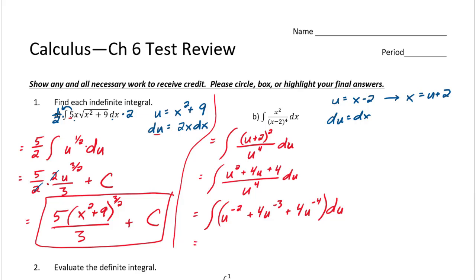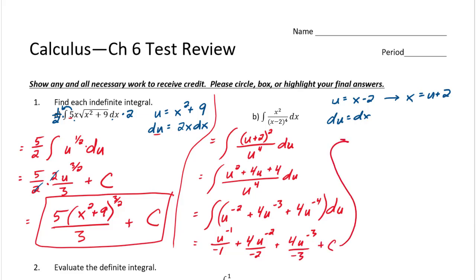So each of these, now I'm going to increase my power by 1, then divide by that result. In this case it would be u to the negative 1 over a negative 1, added with a 4u to the negative 2 over a negative 2. So that looks like that one will get to reduce here in the next step. And then the next one would be a 4u to the negative 3 over a negative 3, and technically plus a constant.